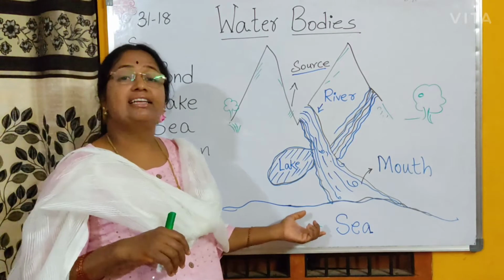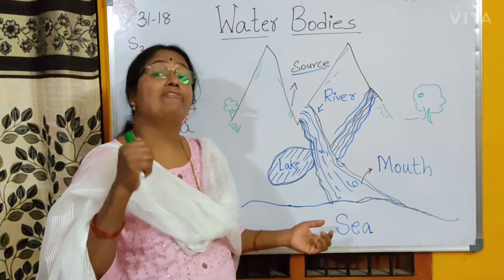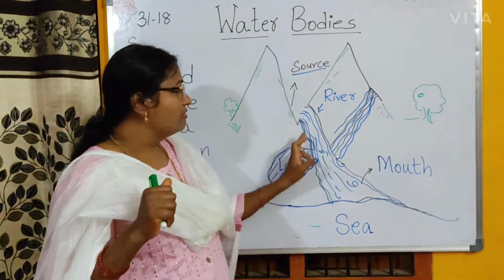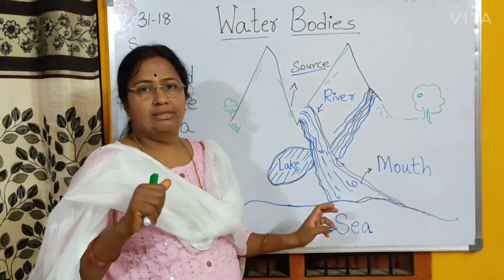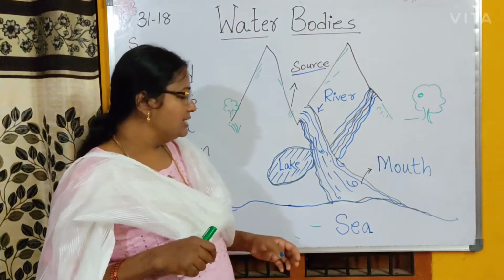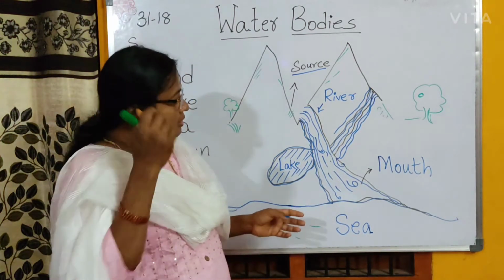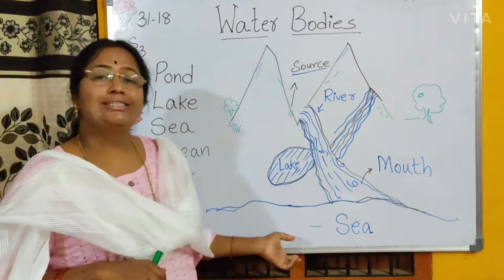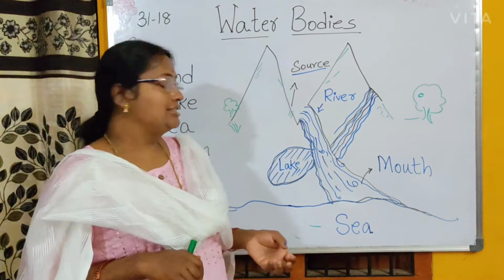Okay, from where is the sea getting its water? It is getting its water from the rivers, flowing rivers. Sea is fed by the waters of the rivers. Right? So, that's it. And ocean is bigger than sea.